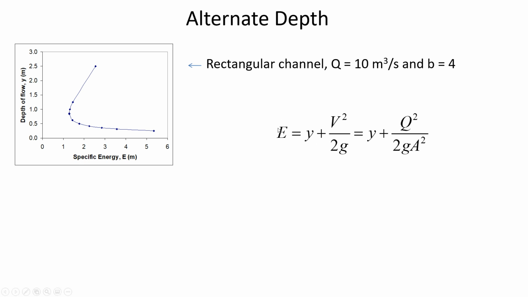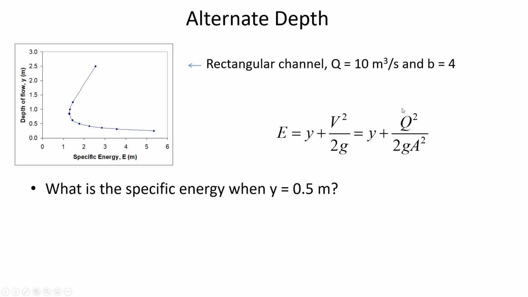Now, specific energy is measuring how much energy is there above the bottom of the channel. And it's the depth plus the velocity head. And you'll remember that sometimes rather than calculating the velocity at a location, it's just easier for us to use the flow rate squared divided by the area squared as a surrogate for the velocity squared. So the velocity head term here could be defined by the flow rate Q.